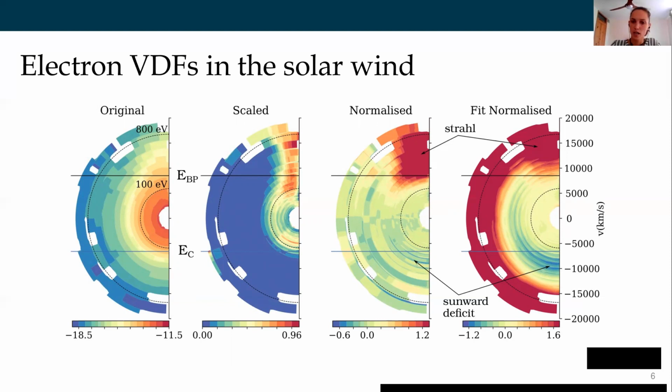So all the values which are smaller than the value along the perpendicular directions are in blue, and the higher ones in red. So here we can see two features. We have, again, the strahl, and here in blue is this sunward deficit.